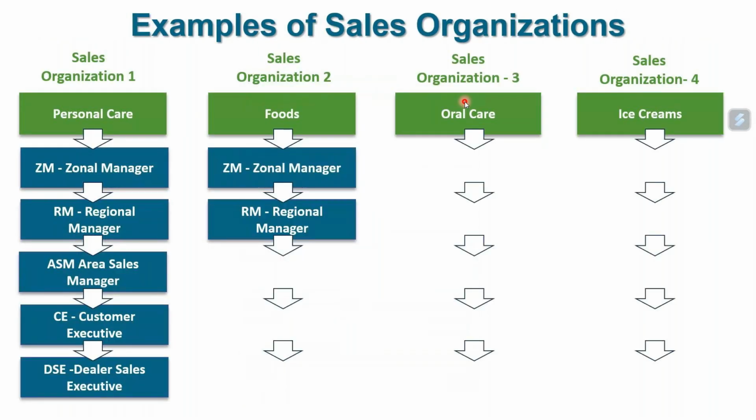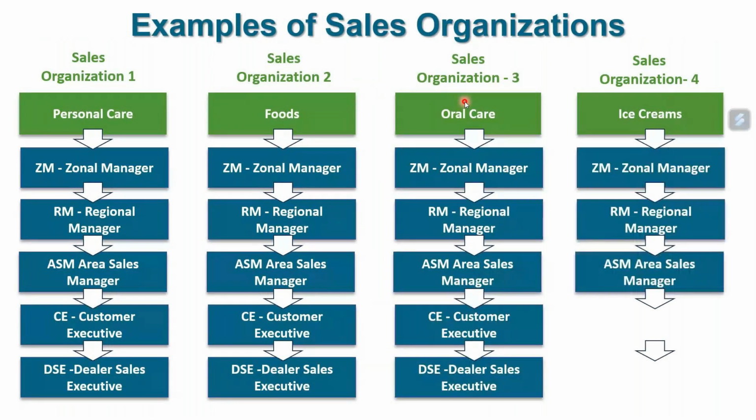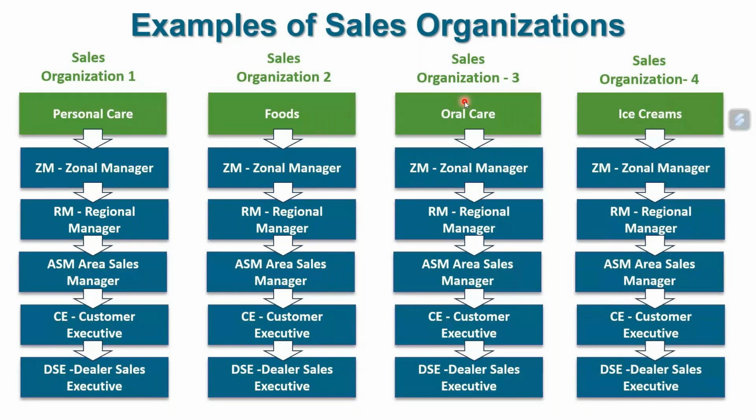So this is the example we took where we said that HUL has 4 sales organizations which do 4 kinds of selling for 4 different kinds of products. So almost a divisional based selling. Personal care, foods, oral care and ice creams. 4 different people heading it in the country, and therefore we will make 4 sales organizations. That is what we had discussed in the last session.